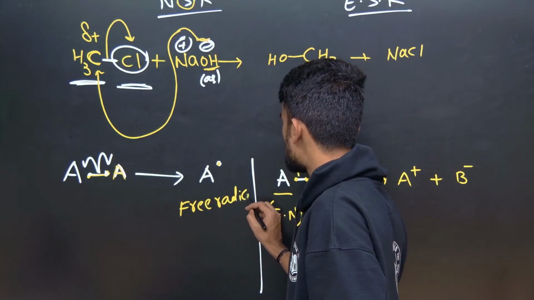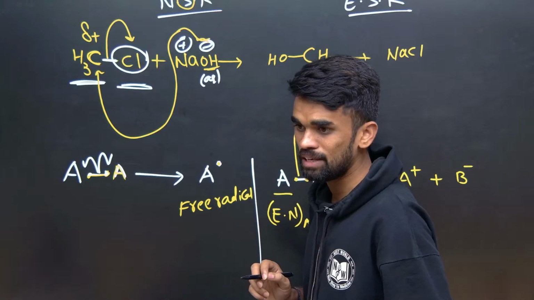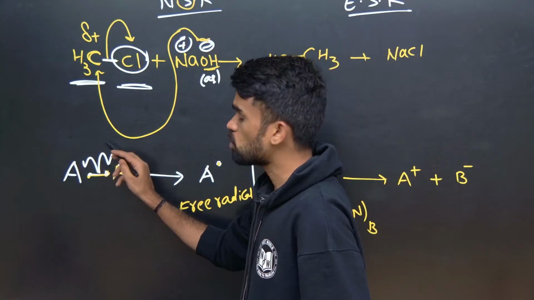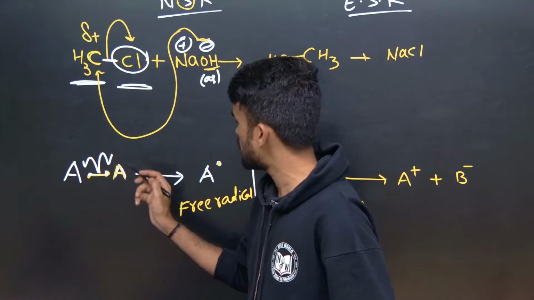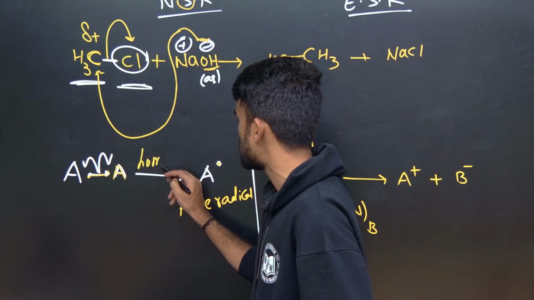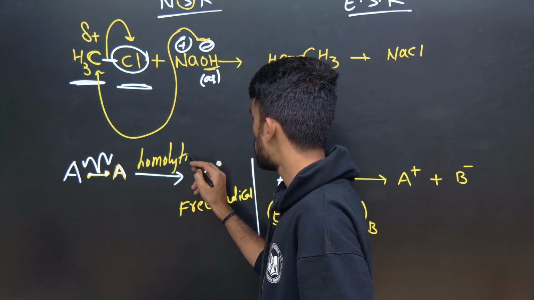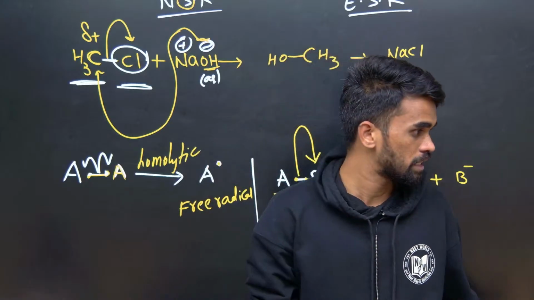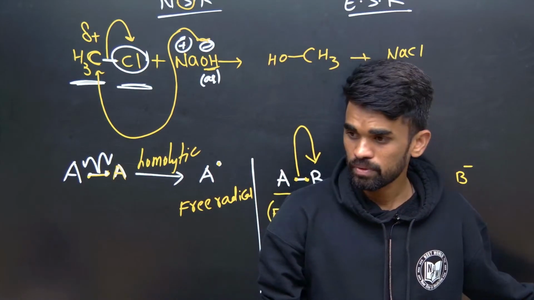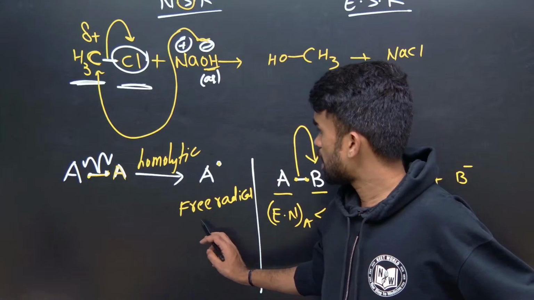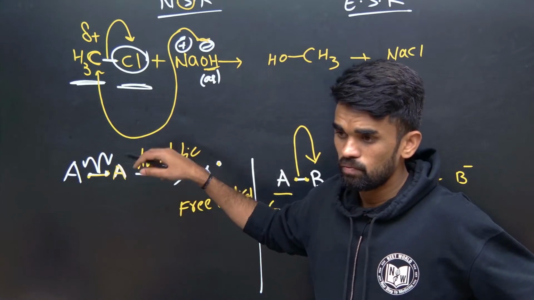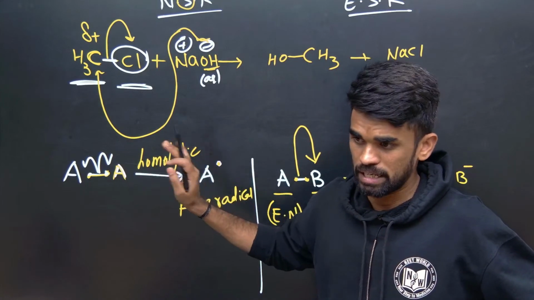So free radicals are formed by what type of cleavage? Equal bond cleavage takes place, so we can say homolytic cleavage. What is that? Homolytic breakage or homolytic cleavage. Hope it is clear. So free radicals are generated when the bond is breaking homolytically.